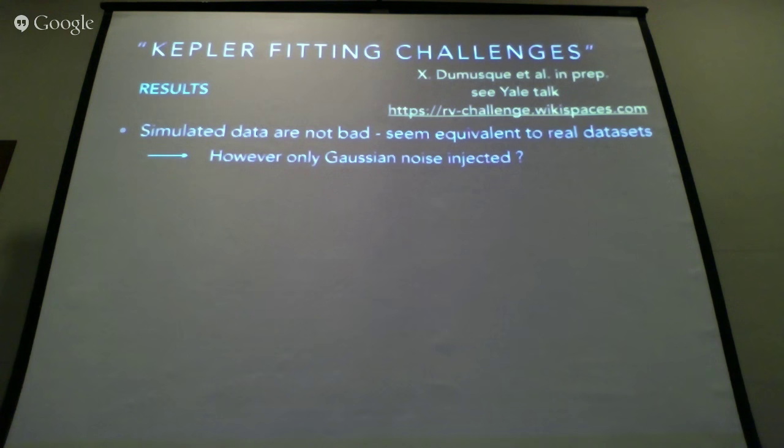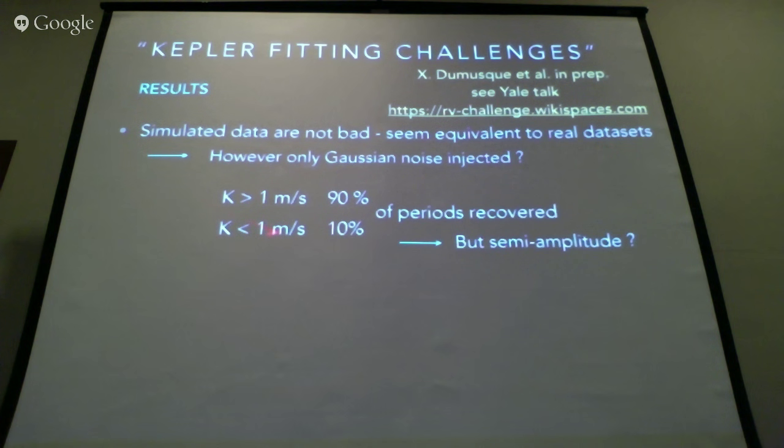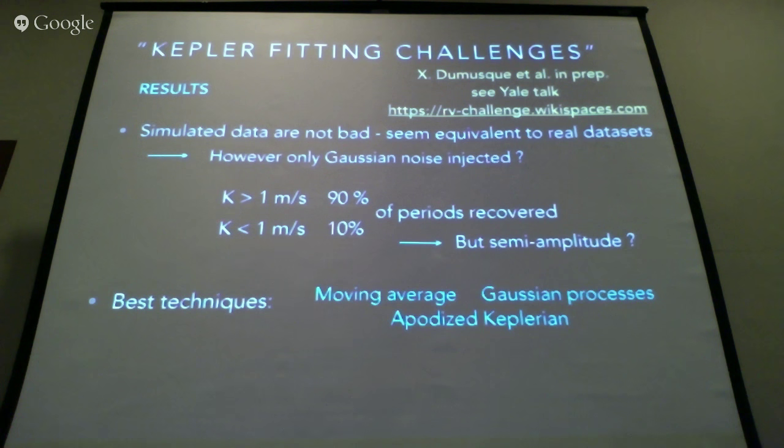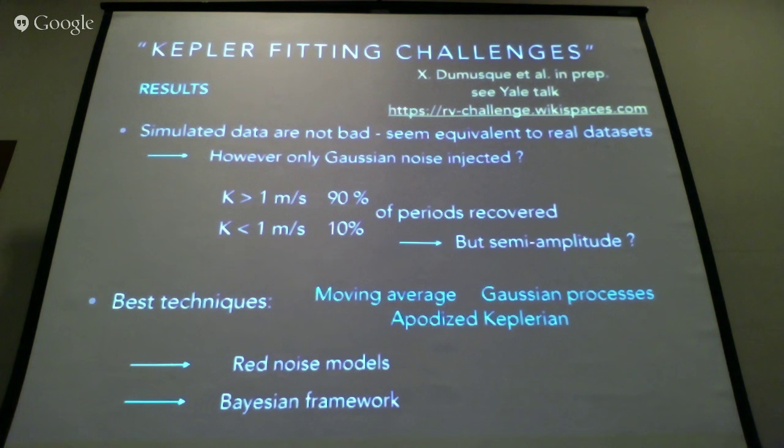For the results, quickly, they found that the simulated data are not too bad. They don't find very different results whether you have simulated data or the true data set. However, we can wonder, if you have only Gaussian noise injected, how it compares with real data. It is much easier when we are above 1 meter per second than when we get under 1 meter per second. And so the best techniques, the moving average, the Gaussian processes, the granulation model, are really needed.